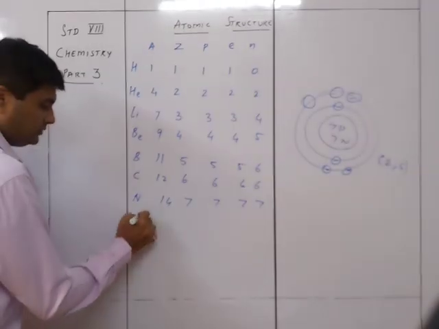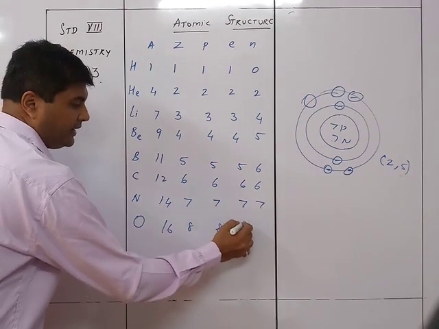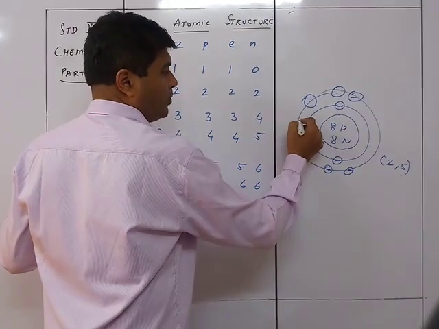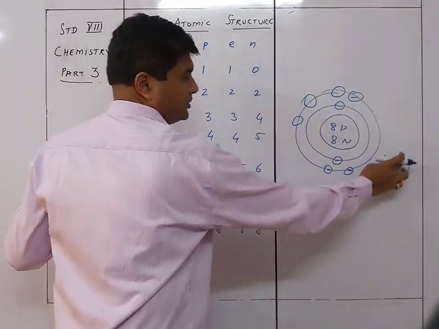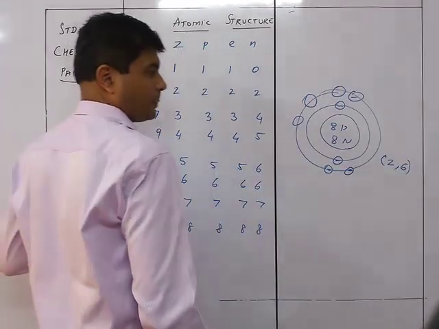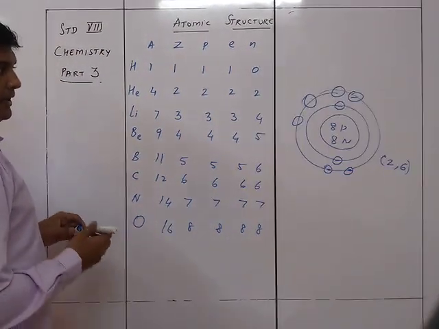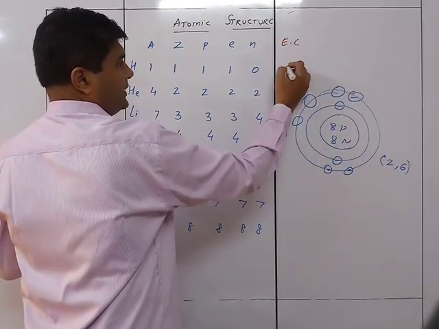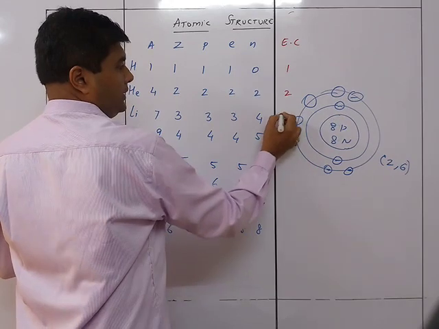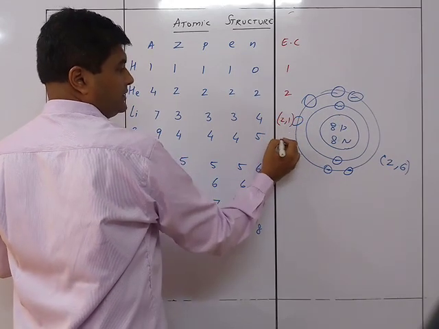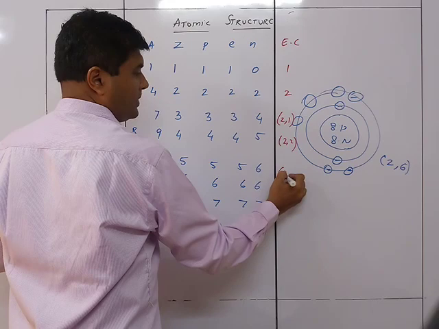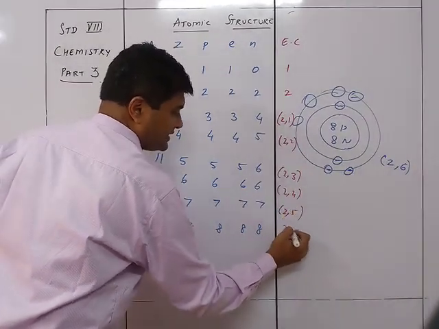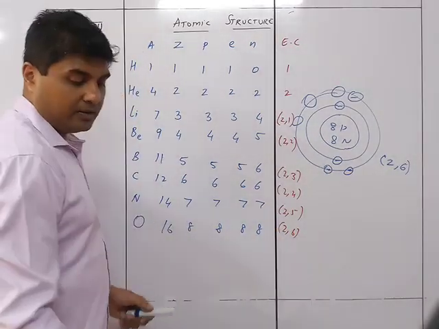After this, oxygen: this is 16, 8, 8, 8, 8. So this will be 8, this will be 8, and there will be one more electron here. So there will be 6 electrons outside. In fact, I can write the electronic configurations here. This one is 1. Here it is 2. Here it is 2, 1. This is 2, 2. This is 2, 3. This is 2, 4. This is 2, 5. This is 2, 6. Right?